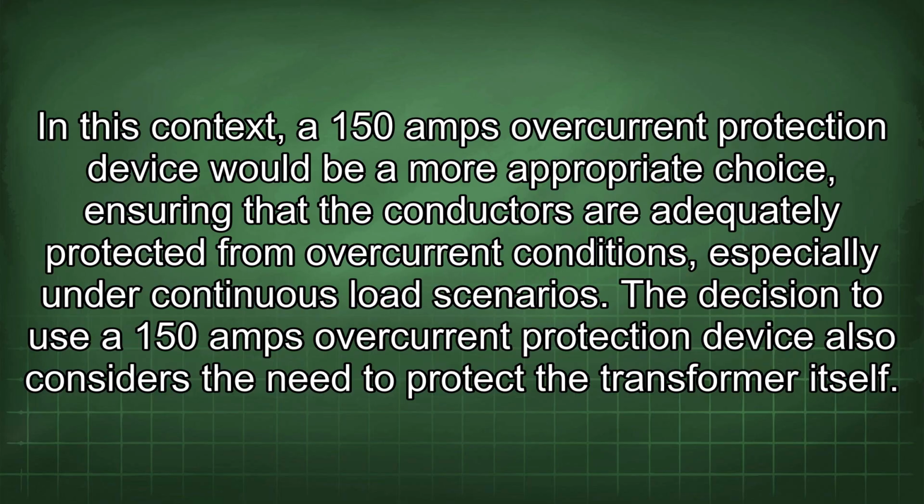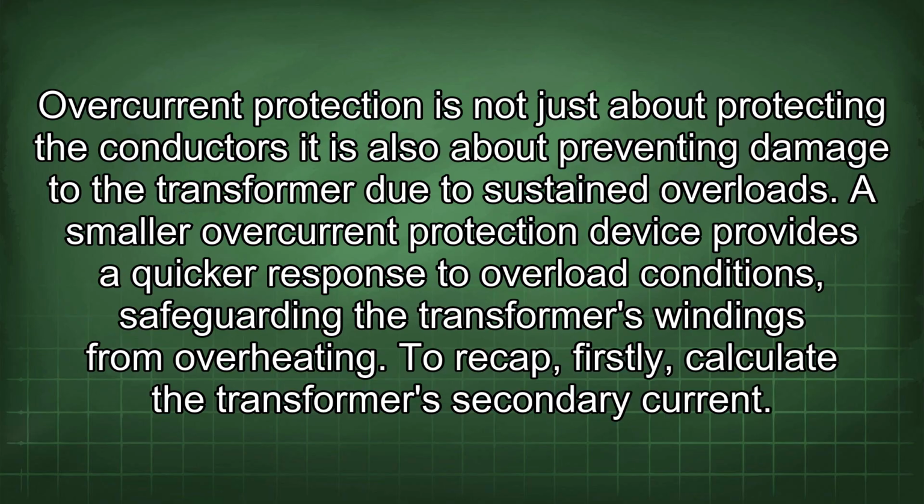The decision to use a 150 amps overcurrent protection device also considers the need to protect the transformer itself. Overcurrent protection is not just about protecting the conductors, it is also about preventing damage to the transformer due to sustained overloads. A smaller overcurrent protection device provides a quicker response to overload conditions, safeguarding the transformer's windings from overheating.